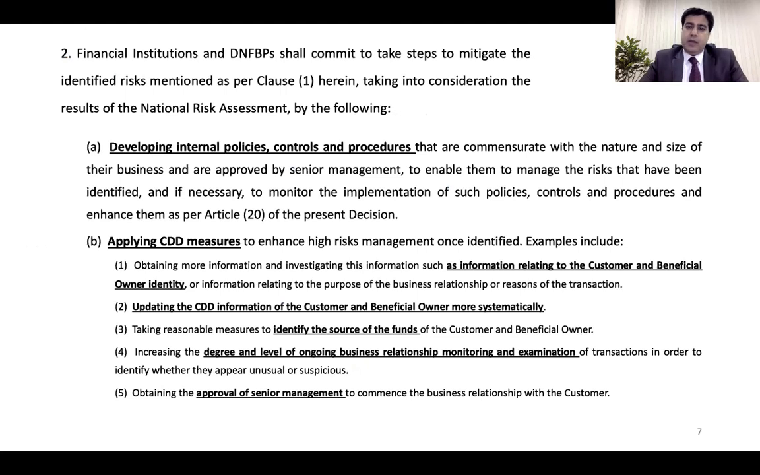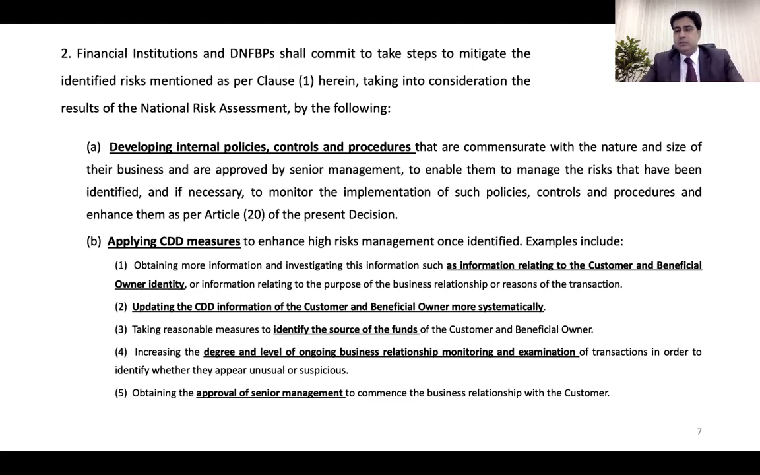Now, let's look at point number 2 of the article, which says that DNFBPs, and specifically the DPMS side, shall commit to taking steps to mitigate the identified risk. We have already identified the risk. Now, how do we mitigate them? I know I have a risk if I deal with a customer from a high risk jurisdiction. If we are onboarding them, how are we mitigating those risks? This is where internal policy, controls, and procedures have to be designed and developed. That should suffice or compensate with the nature and size of the business also.